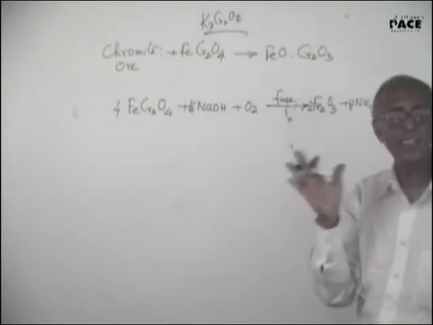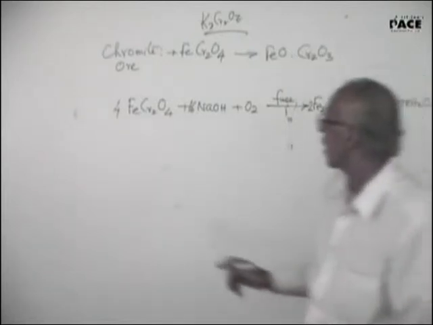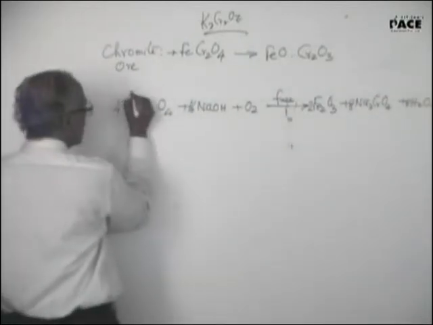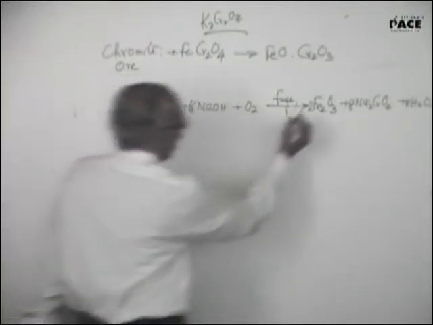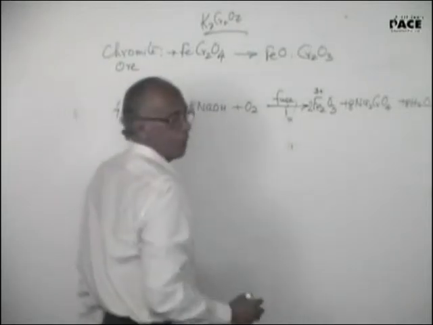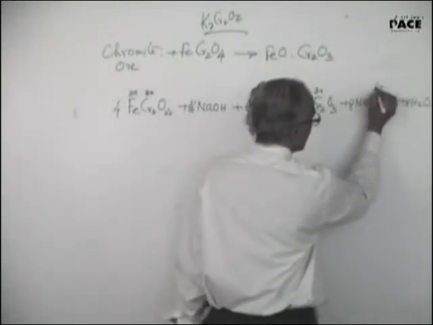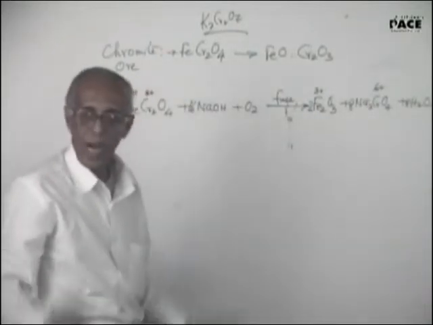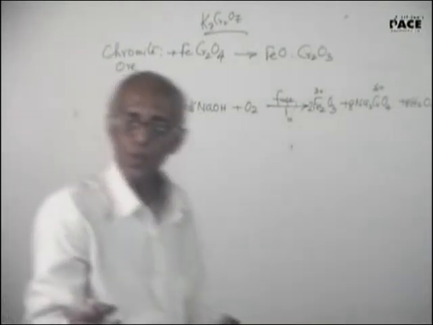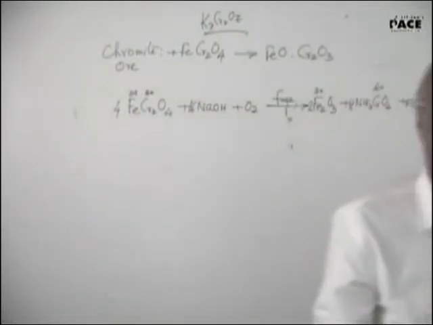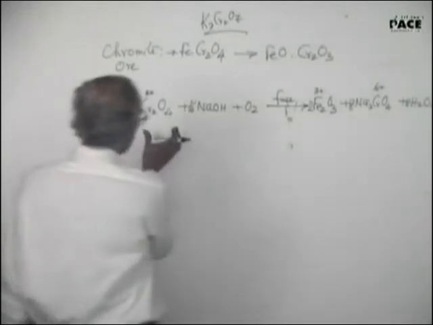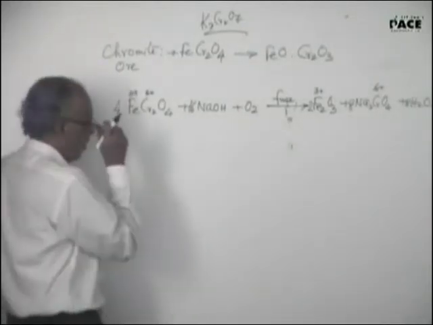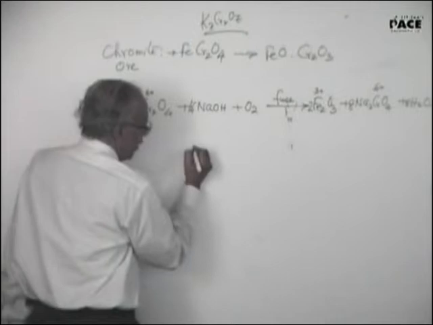what change is taking place? Iron is in 2 plus, chromium in 3 plus. Iron goes to 3 plus, chromium to 6 plus. So iron 2 is oxidized to iron 3, and chromium 3 is oxidized to chromium 6. So what is the total number of electrons changed? 4.